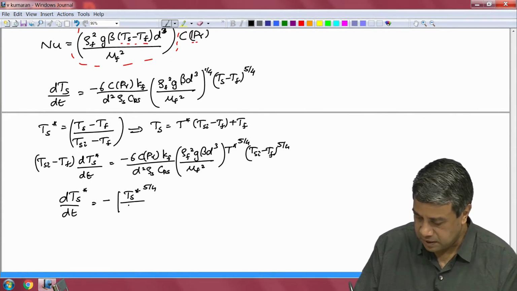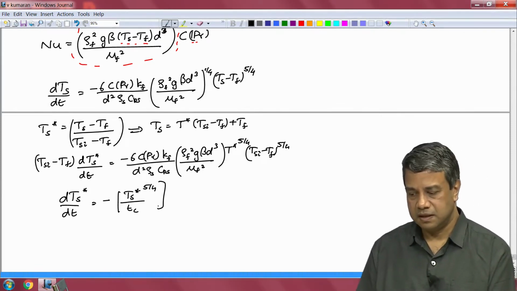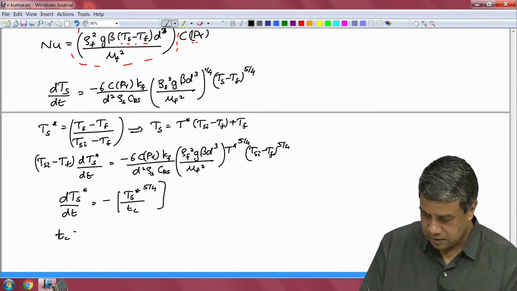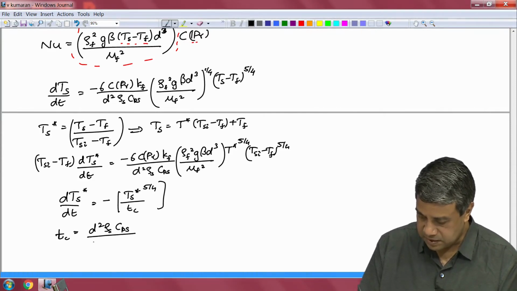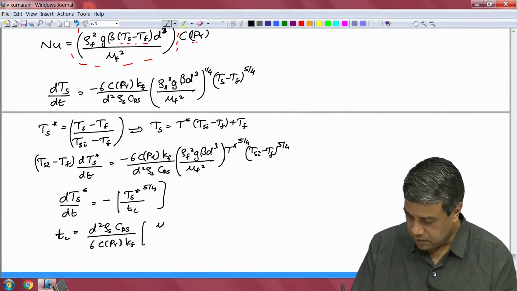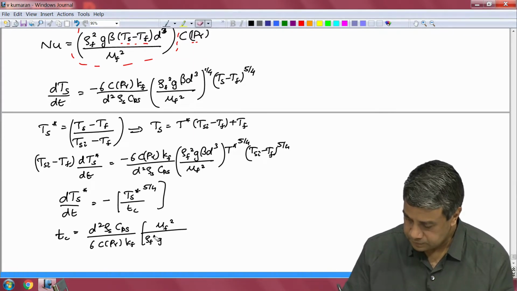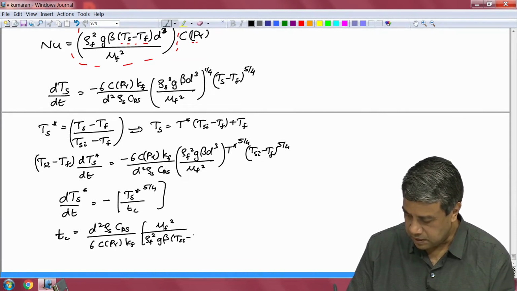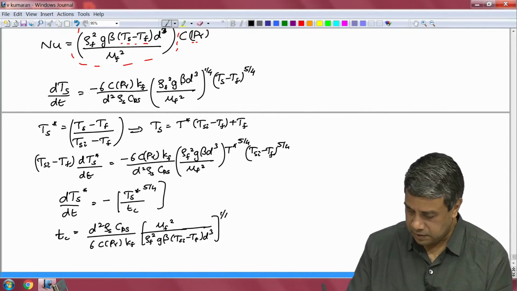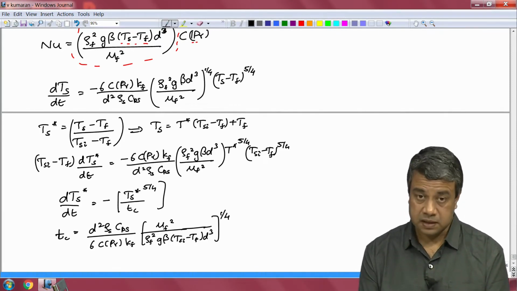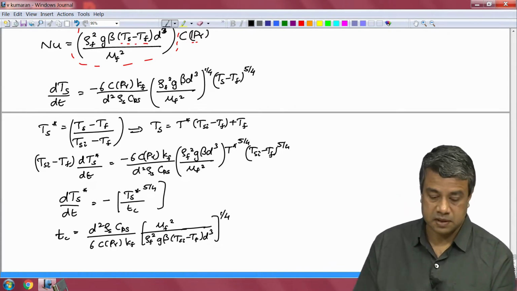And dTs star by dt is equal to minus Ts star power 5 by 4 by the characteristic time, where the characteristic time is equal to d square rho s Cps by 6 C Pr Kf into (mu f square by rho f square g beta into (Tsi minus Tf) times d cubed) power 1/4.